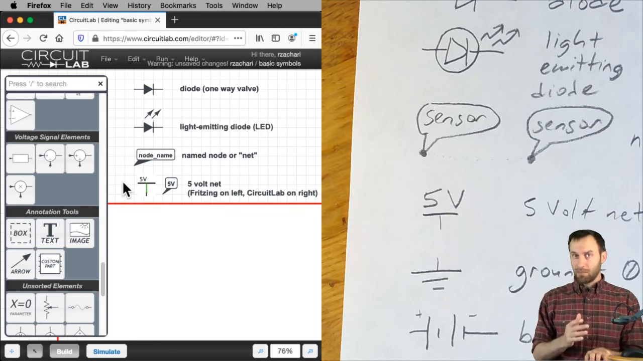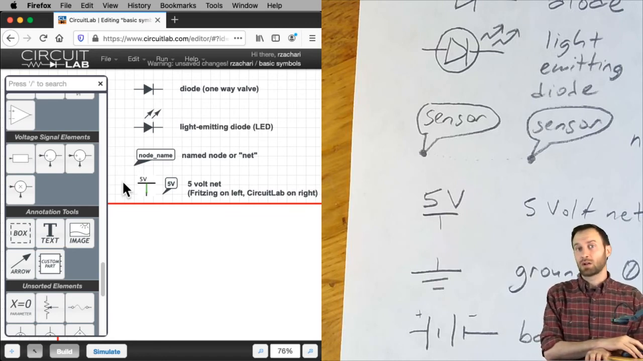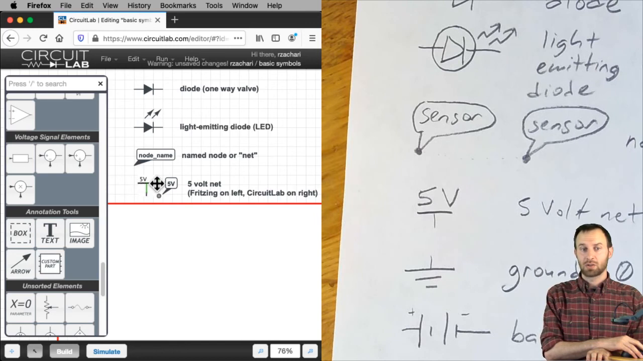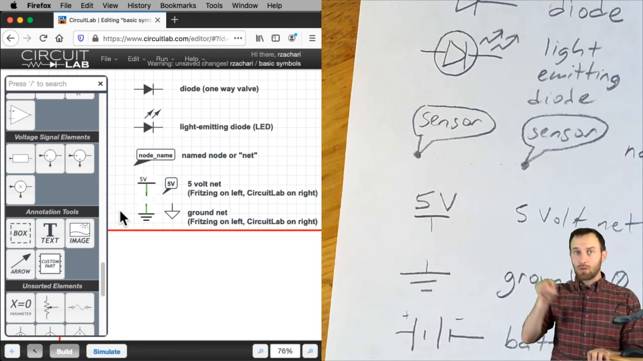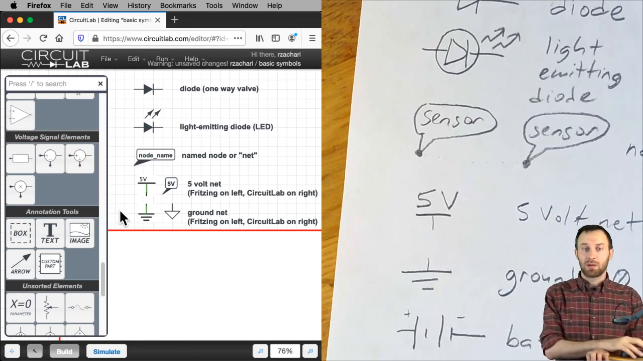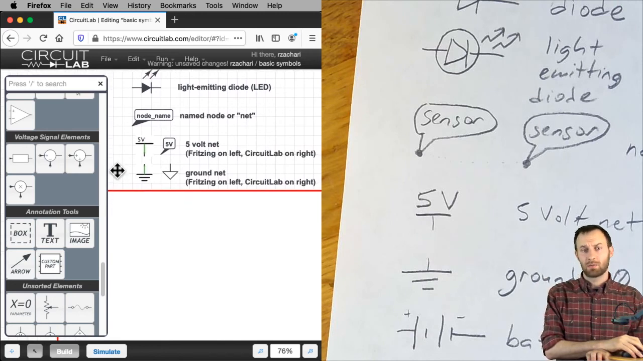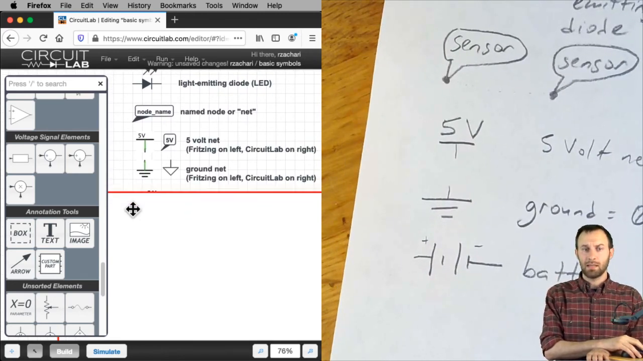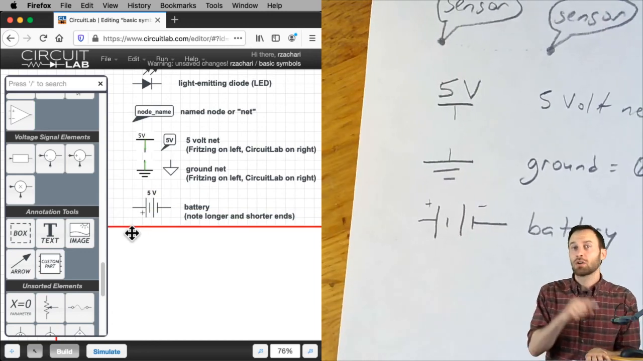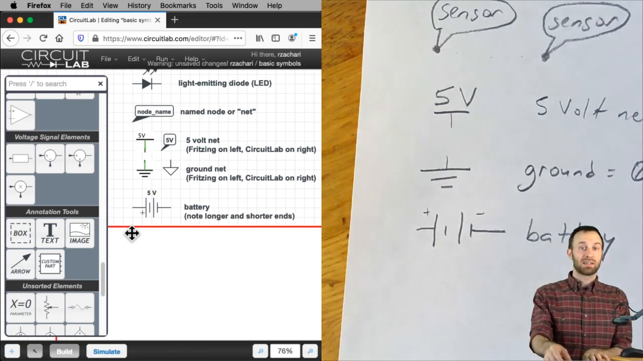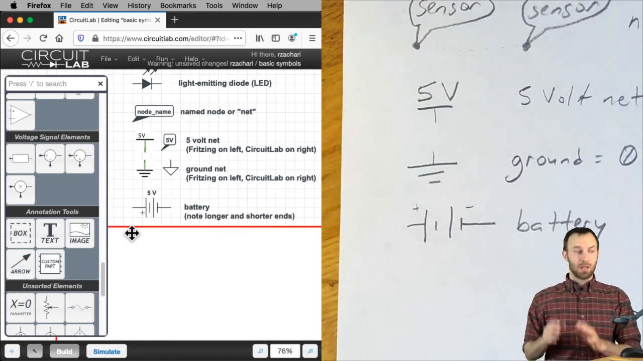However, Fritzing uses what I think is a more comfortable symbol, this 5V with the underline. This 5V is how you'd represent this in Circuit Lab. That's one way to represent it. Similarly, on the left side there, that's the Fritzing symbol. And on the right, Circuit Lab uses this just downward pointing arrow, and that represents ground for them. That's actually a very common representation as well. And finally, a battery. Please do note just as I've drawn them, the longer and the shorter ends of the battery, the long end is the positive one and the short end is the negative one.